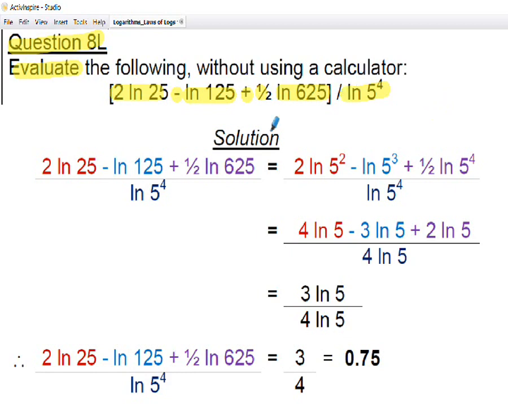So using that knowledge, I can write the top line as 2 times ln 5 squared, take away ln 5 cubed, plus a half ln 5 to the 4.